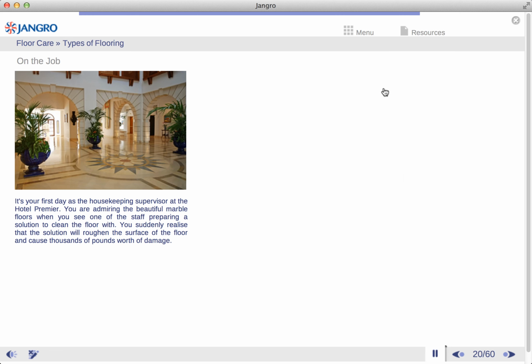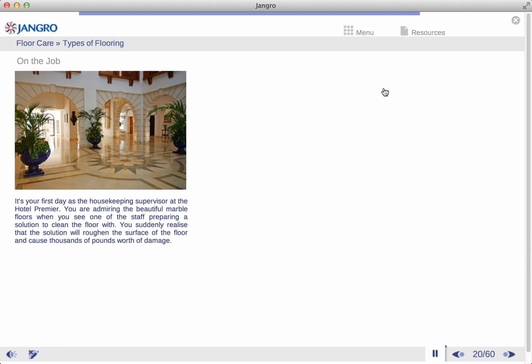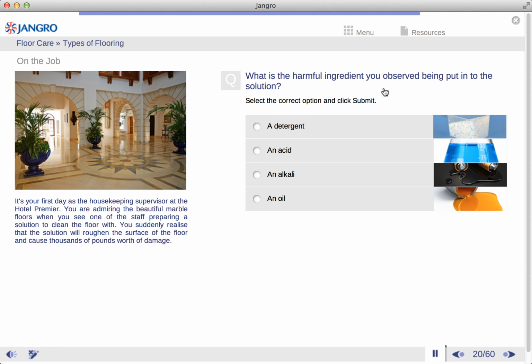It's your first day as the housekeeping supervisor at the Hotel Premier. You are admiring the beautiful marble floors when you see one of the staff preparing a solution to clean the floor with. You suddenly realise that the solution will roughen the surface of the floor and cause thousands of pounds worth of damage. What is the harmful ingredient you observed being put into the solution? Select the correct option and click Submit.